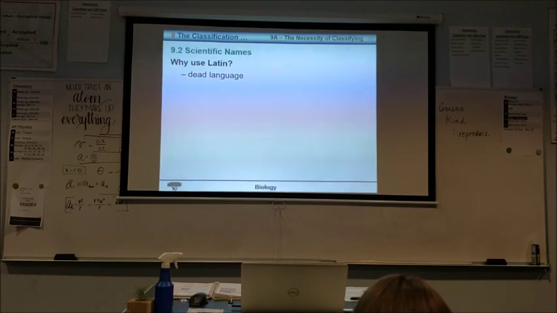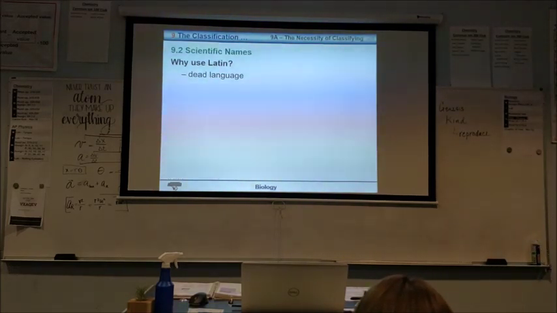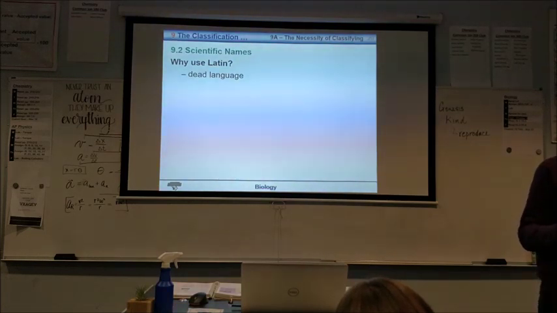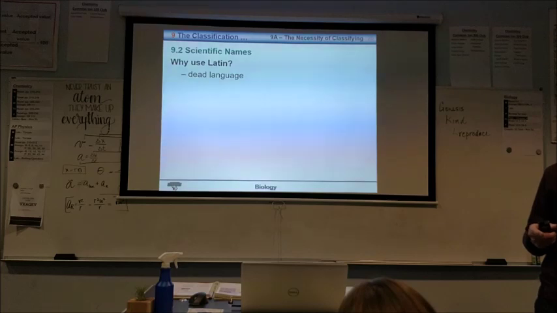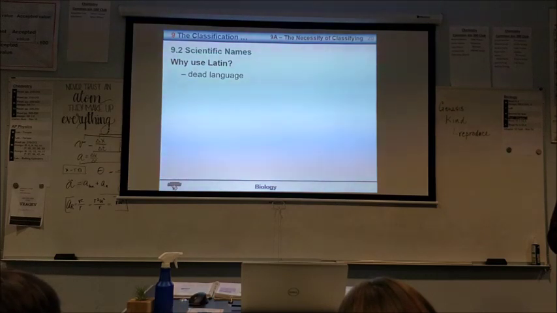Now, all the words that we use in the kingdom, phylum, class, order, family, genus, species, and the names of all the little subcategories and stuff that we have all come from Latin. Well, why do we use Latin? Well, because Latin is a dead language. What do we mean by that? What do we mean by Latin is a dead language?